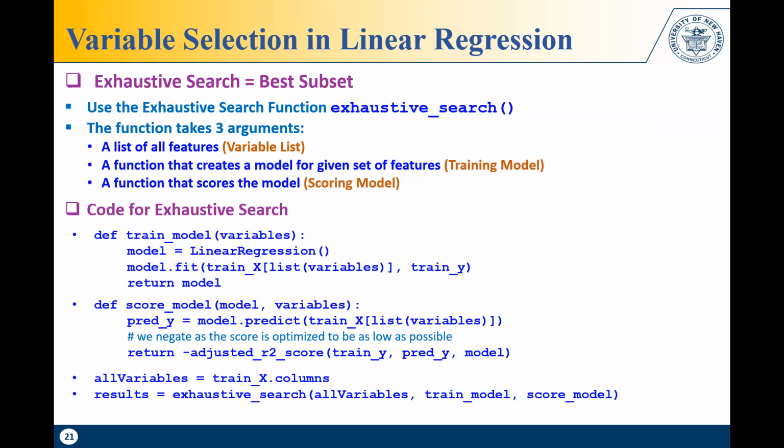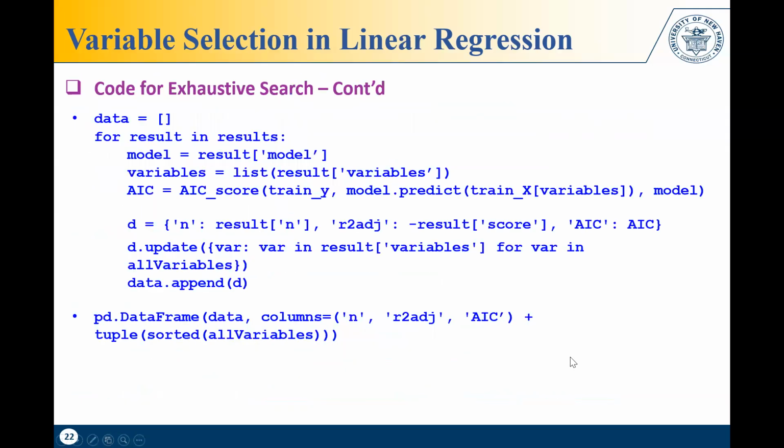Here's the code for exhaustive search, in which we will use the exhaustive search function. The function takes three arguments: a list of all features, the variable list; a function that creates a model for a given set of features, the training model; and a function that scores the model, the score model. And here is the rest of the code.